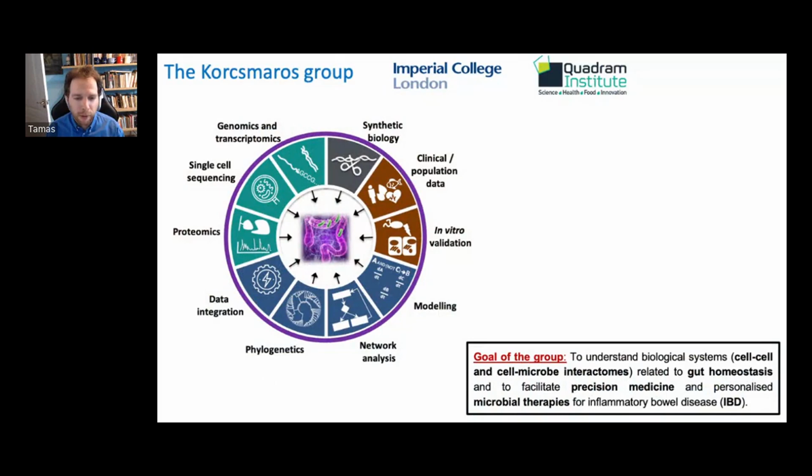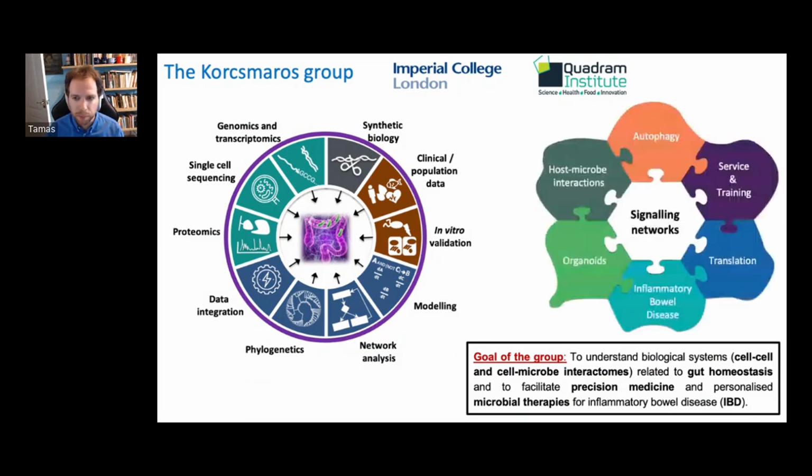First of all, thank you very much for the introduction. A bit more information on my group, which currently works at Imperial College London. We work with lots of omics data sets, which we generate or access from the public domain. With different computational approaches, we try to interpret and visualize them, and then we go back to the lab and do validations. My group's main interest is understanding cell-cell and cell-microbe interactions related to gut homeostasis and precision medicine. One of the diseases we mostly focus on is inflammatory bowel disease.